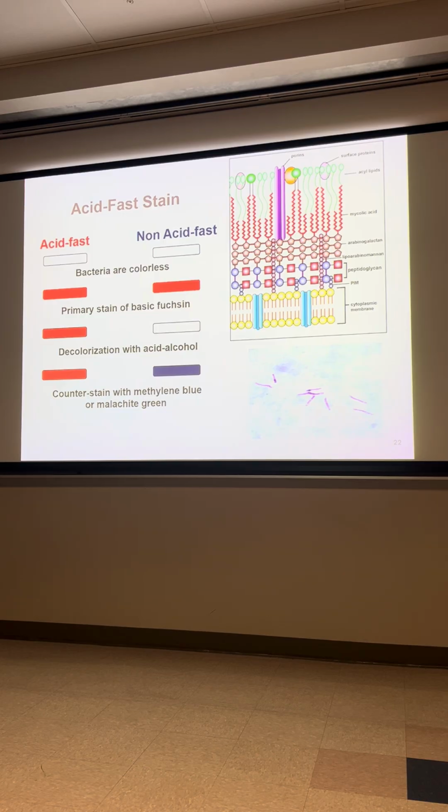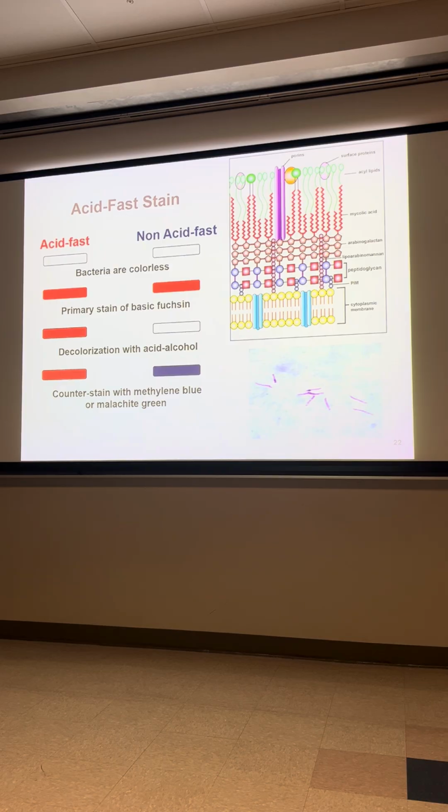AFB means you think they have TB. So they send it down to the lab. People in the lab know not to do a gram stain on this, because the stain isn't going to get into the cell with mycolic acid. So you have to do an acid-fast stain.